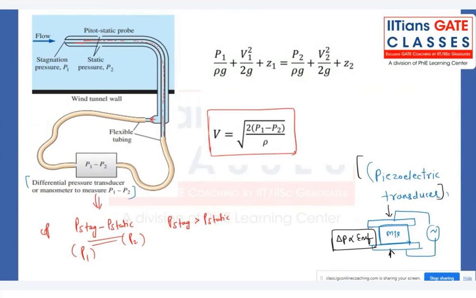Sometimes we can also use the manometer. I will tell you how this pitot static probe we can model just like a single U-tube manometer. I will show you. With the help of that also we can measure the free stream velocity.